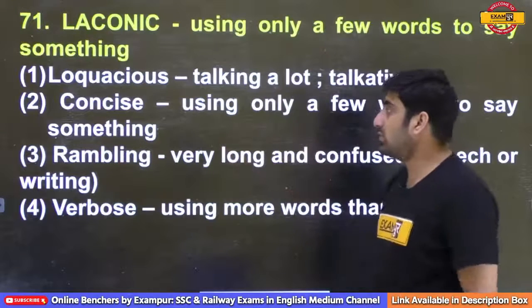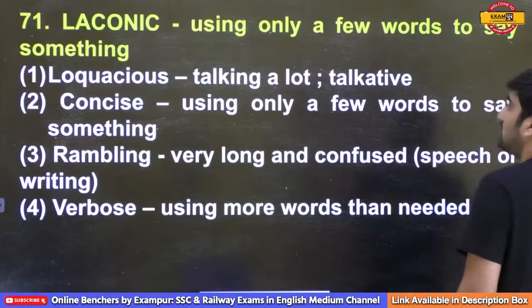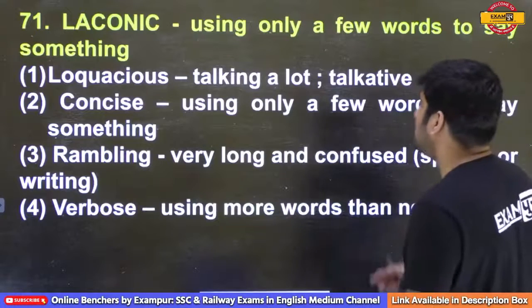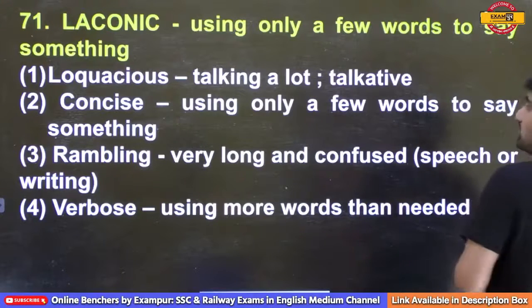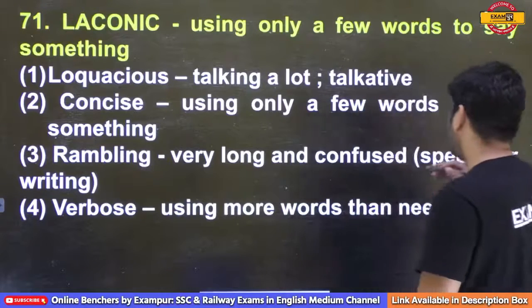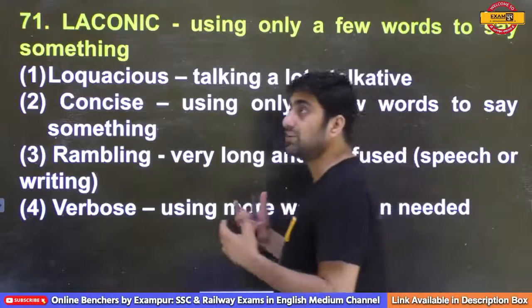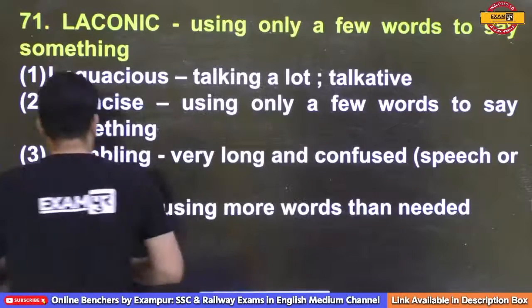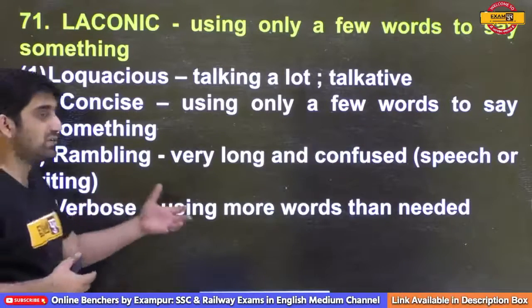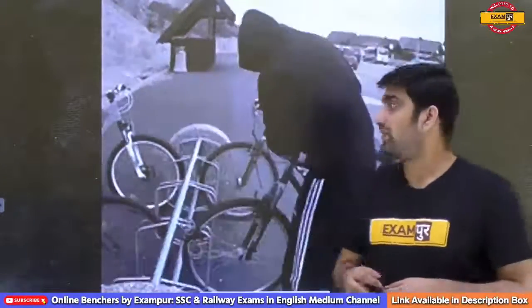You can look at the words. Loquacious, talking a lot, talkative. Concise means using only a few words to say something. Rambling means very long and confused, I mean one who is in confused speech like Rahul Gandhi. Verbose, using more words than needed. This is how it was, the first word, laconic.